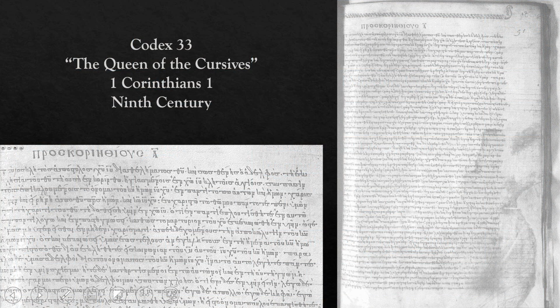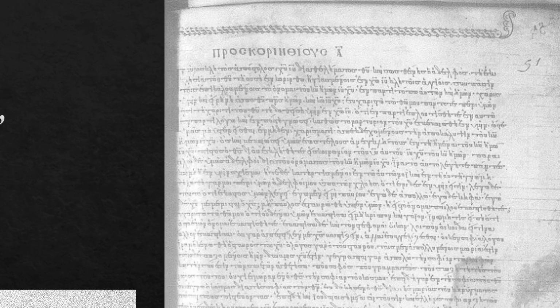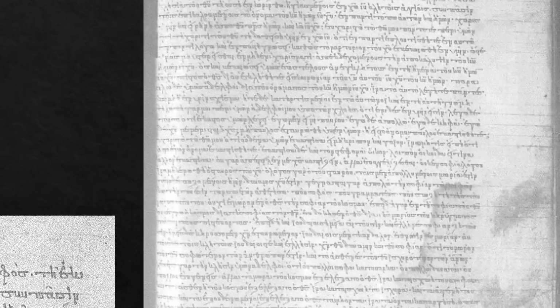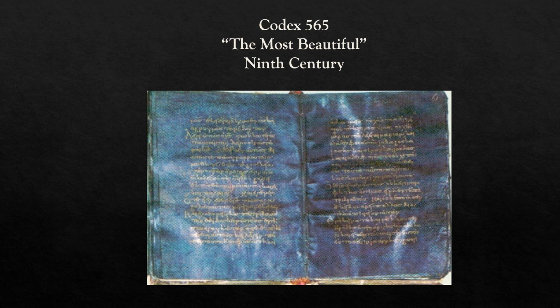Here's Codex 39, also called the Queen of the Cursives. Strictly speaking, once again, minuscules are not cursives, but it's a style of writing similar to cursive. This comes to us from the early 9th century, and it has the entire New Testament except Revelation. I mean, look at the penmanship of this scribe, the incredible straight lines that we can see, and then on the left here I have it zoomed in. This almost looks like just a printed page. Really, really staggering.